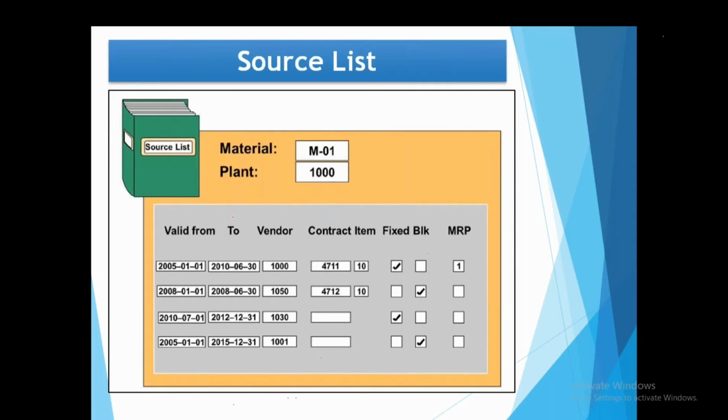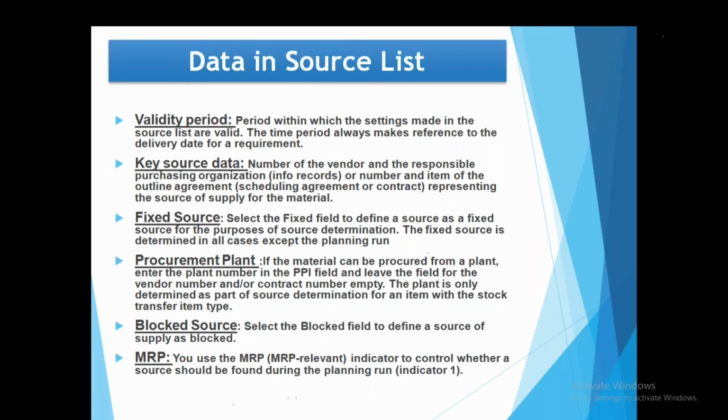This is how a source list will look. A source list is normally created for a material and plant. In this source list you will maintain who the vendors are who are going to supply this material into this plant, and their validity dates. Among these vendors, if you want to make a vendor a fixed vendor, you can do that. And you can even block a vendor. That kind of thing you can do in the source list.